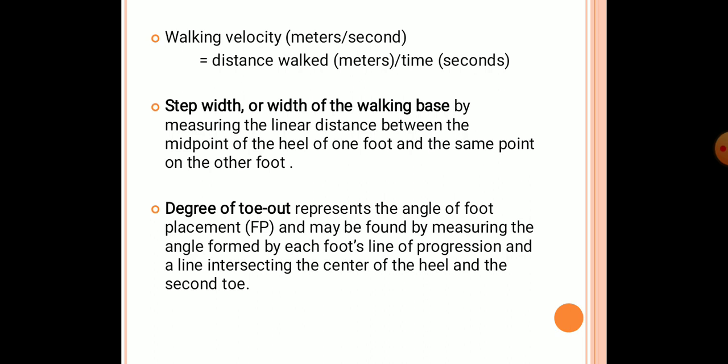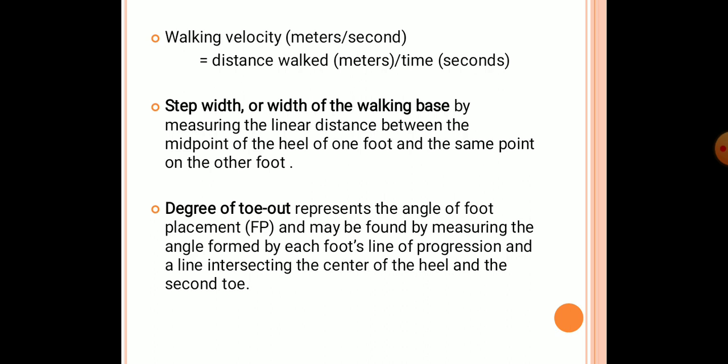So the equation for walking velocity or walking speed is the distance walked divided by the time. Distance walked, which we are taking in meters, and the time, which we are converting into seconds, will give you the speed or the velocity of that particular gait cycle or that particular person. Next is step width, or the width of walking base.